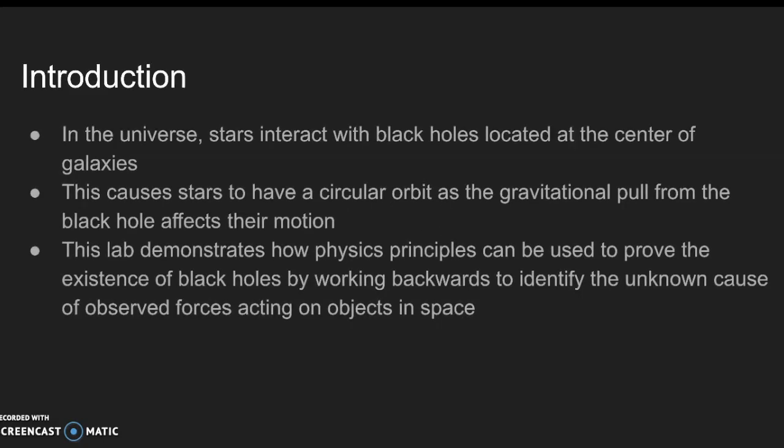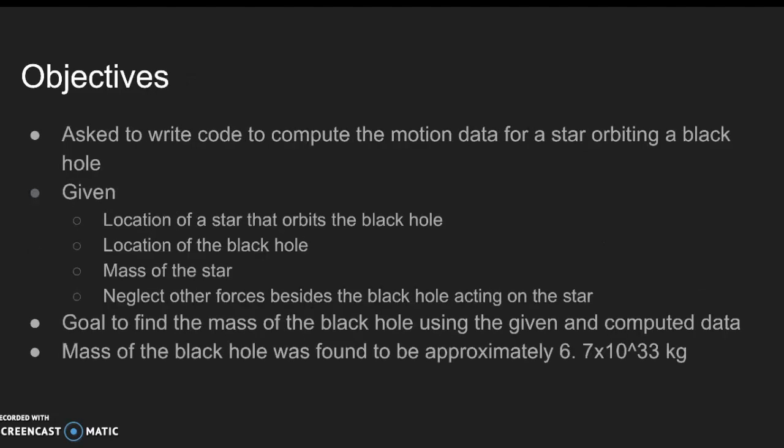In the universe, stars interact with black holes that are located at the center of galaxies. This causes stars to have a circular orbit as the gravitational pull from the black hole affects their motion in space. This lab demonstrates how physics principles can be used to prove the existence of black holes by working backwards to identify the unknown cause of observed forces acting on objects in space.